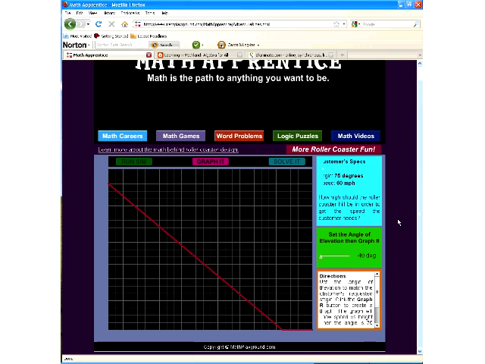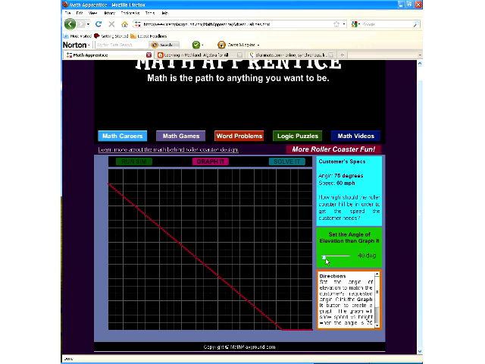Reset and solve. So a customer is asking for a roller coaster design. They want an incline of 75 degrees, and they want to achieve a speed of 60 miles per hour. So the question is, how high should the roller coaster hill be in order to get the speed the customer needs?